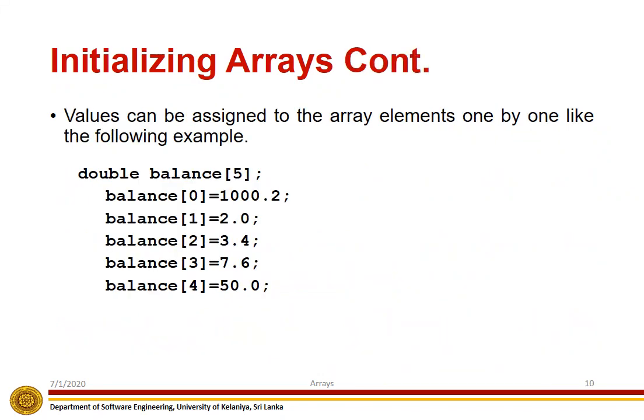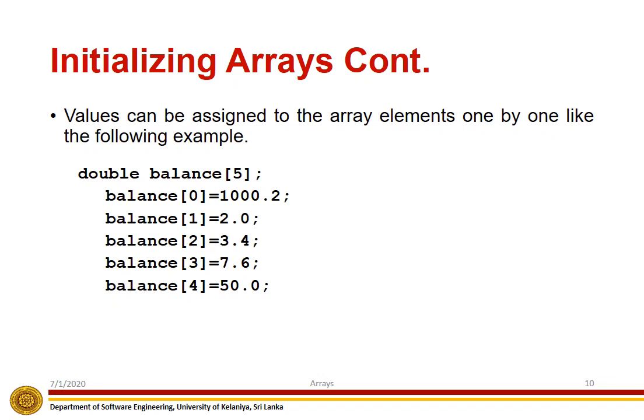Now individual assigning for each element. You can see the same array that we used in the previous slide. First I have declared the array double balance 5. So we can store 5 double type values inside the balance array. Then 1000.2 I have stored in the 0th position of the array, then 2.0 in the first position, 3.4 in the second position, 7.6 in the third position, and 50.0 in the fourth position. We can store 5 values inside the balance array.